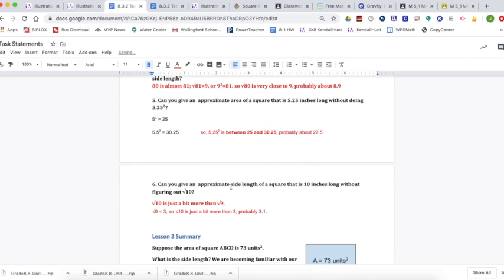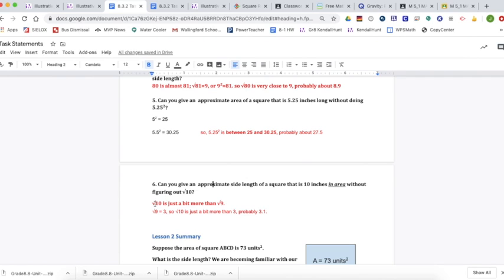Then down here, can you give an approximate side length of a square that's 10 inches in area? Good grief. Fix that. Sorry. Without figuring out the square root of 10.